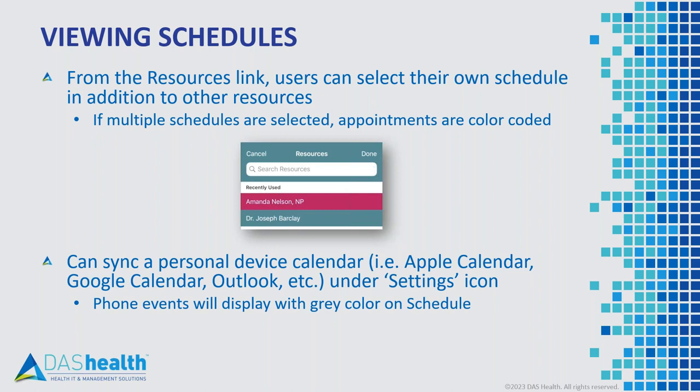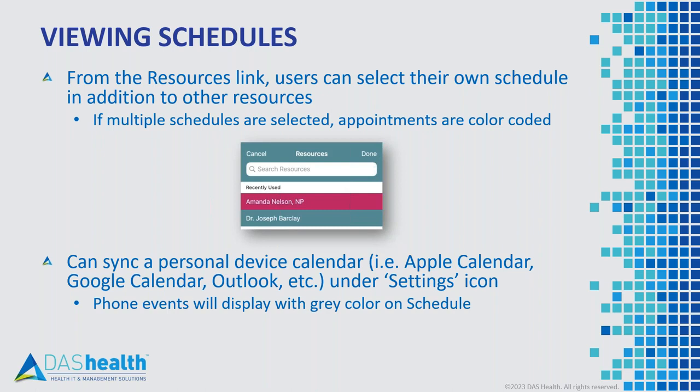Mobile users also have the ability to incorporate phone calendars into the patient schedule. This can be a personal iPhone calendar, or a calendar to show U.S. holidays. If within your practice you have a shared calendar, like Google Calendar or Outlook, it would be helpful to incorporate those for meetings, time off, things like that. You can incorporate that into the mobile schedule and see it all in one place. That is done under the settings icon.